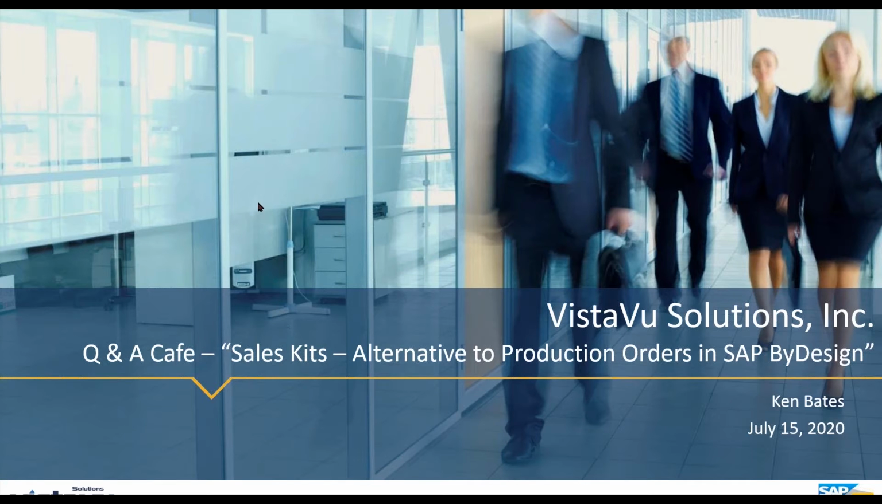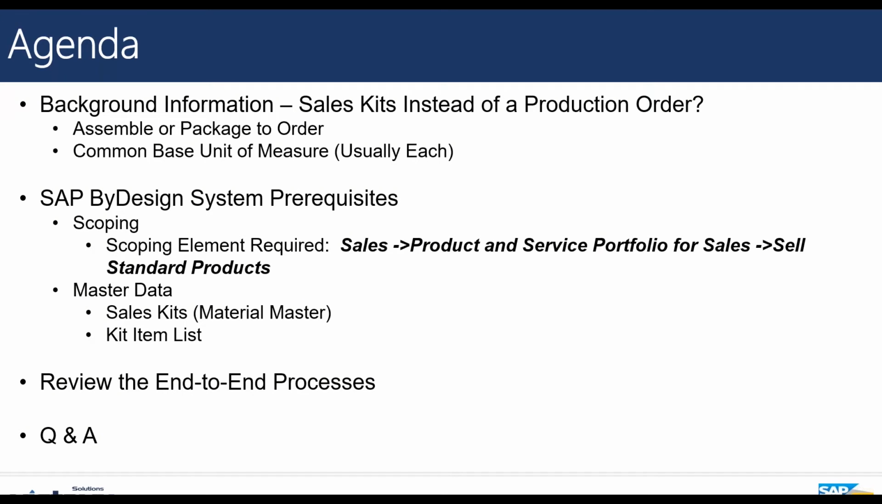I've got an agenda here. Okay, so today's agenda. First of all, background information. Sales kits instead of production orders. What's all that about? Where does it make sense? How does it actually work?